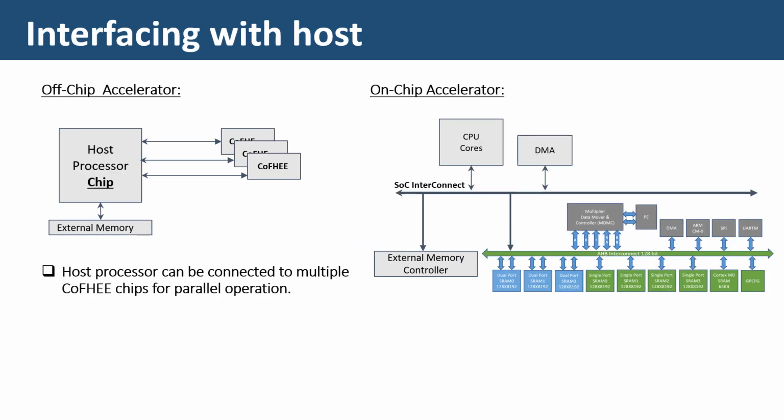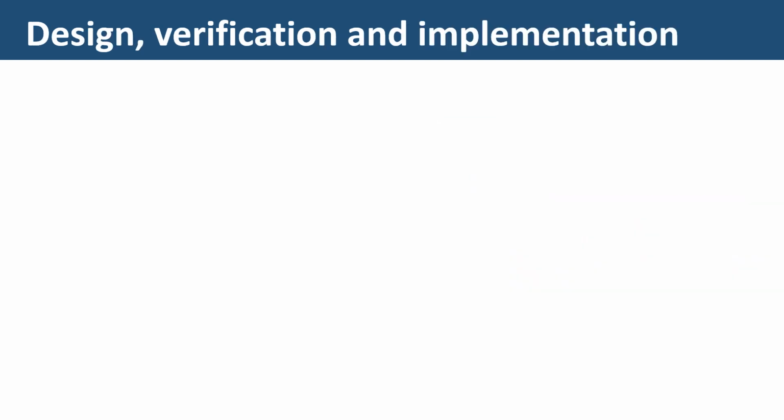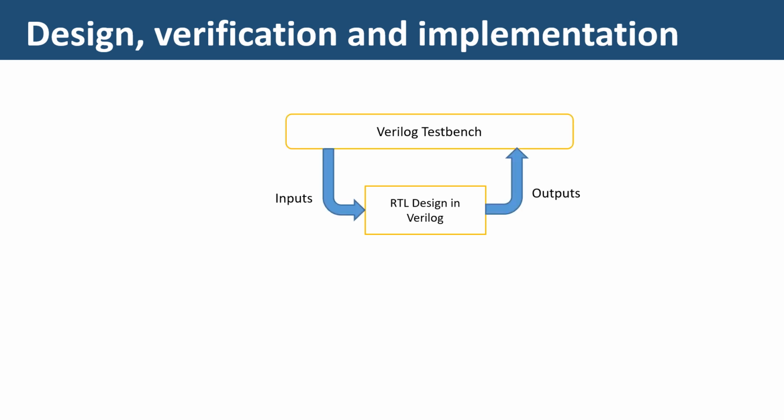CoFHEE can be either used as an off-chip accelerator or it can be integrated in a bigger SoC on-chip. In both cases, one can connect multiple CoFHEE instances for parallel operation. Except for Cortex M0, which we got as an IP from ARM, all other design blocks are coded in Verilog. After integration of these design blocks, CoFHEE is verified through RTL simulation. We made use of the SymPy library in Python to generate test vectors for NTT.